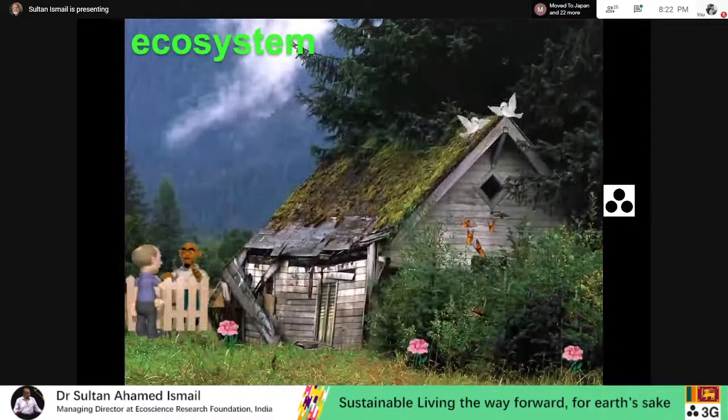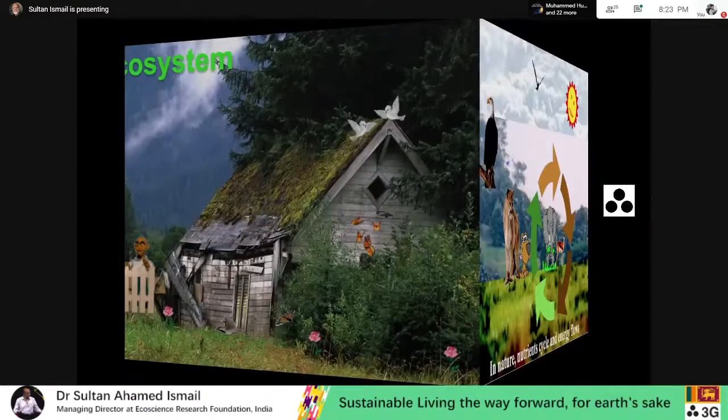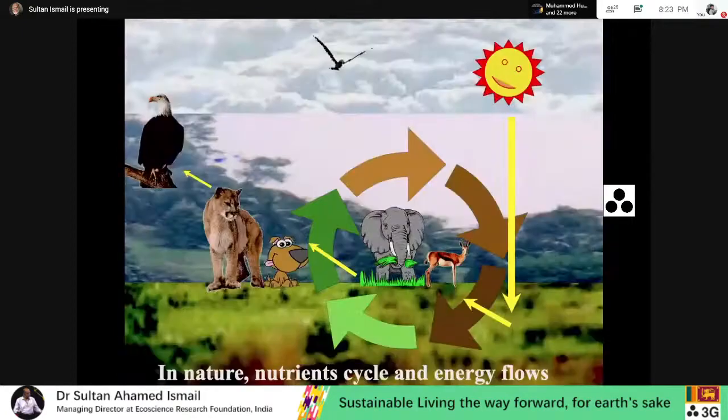Beautiful birds, butterflies, human beings, plants, animals, all put together as an ecosystem. And in this ecosystem, two important processes take place. One, energy flows. Two, nutrient cycle.